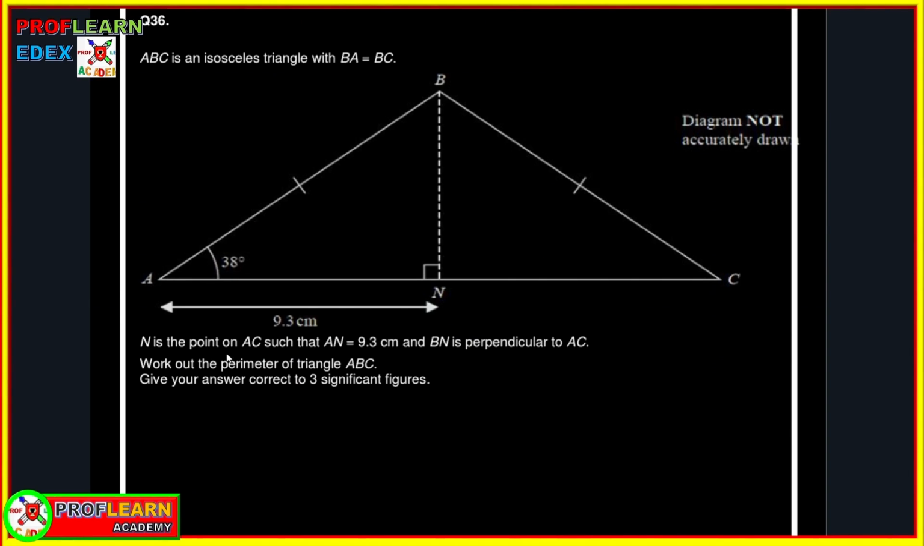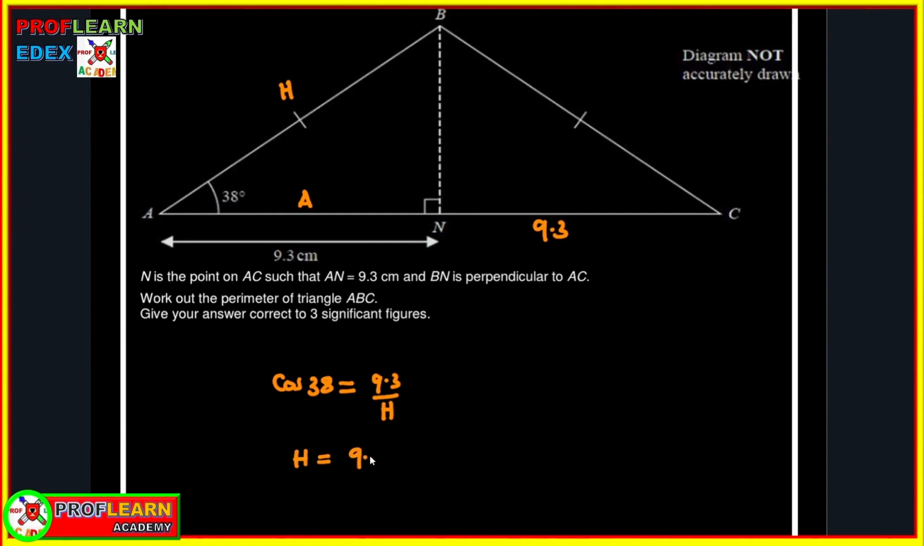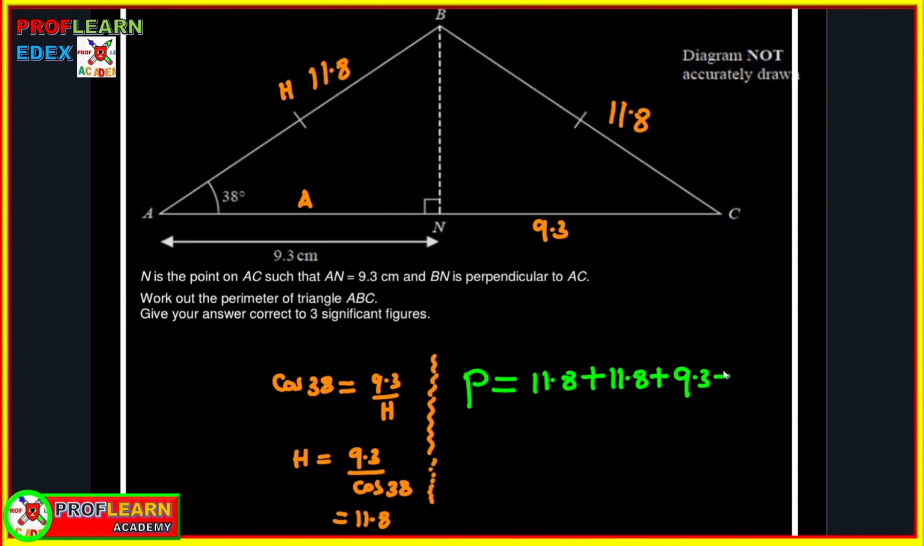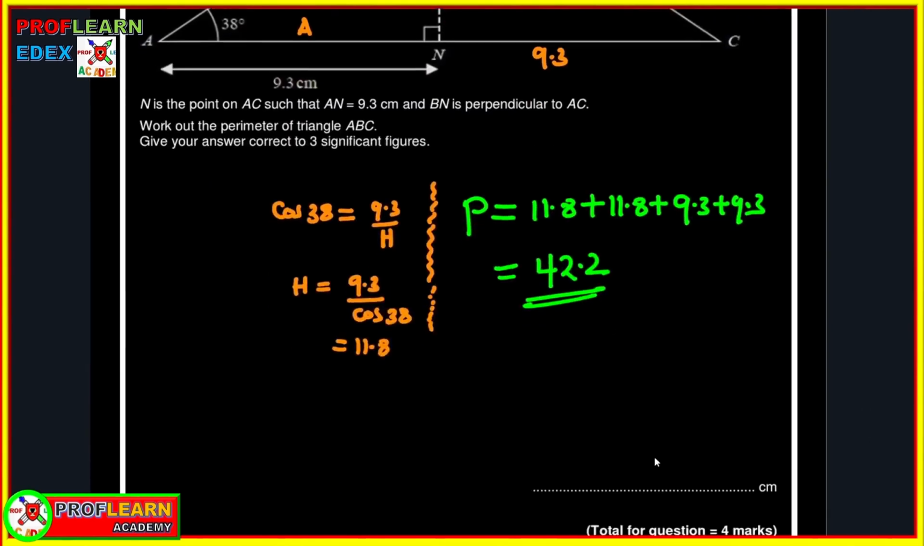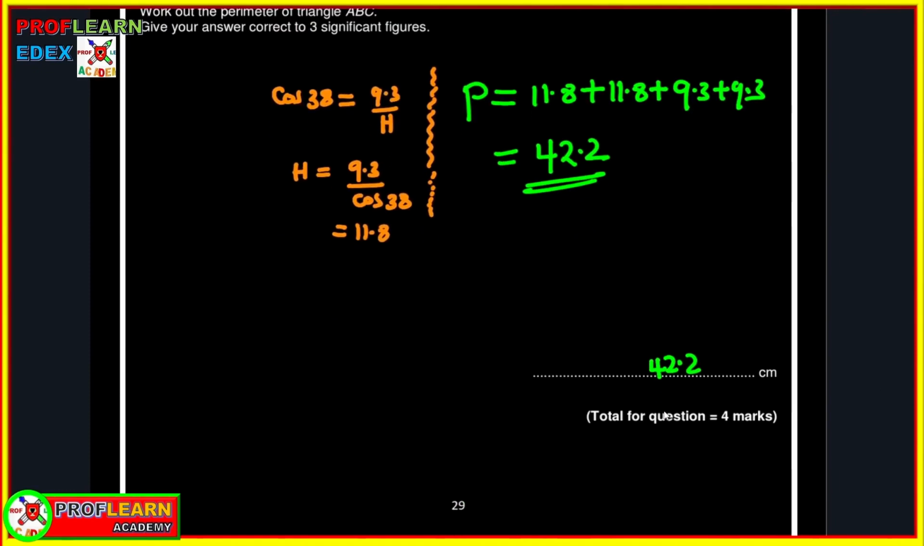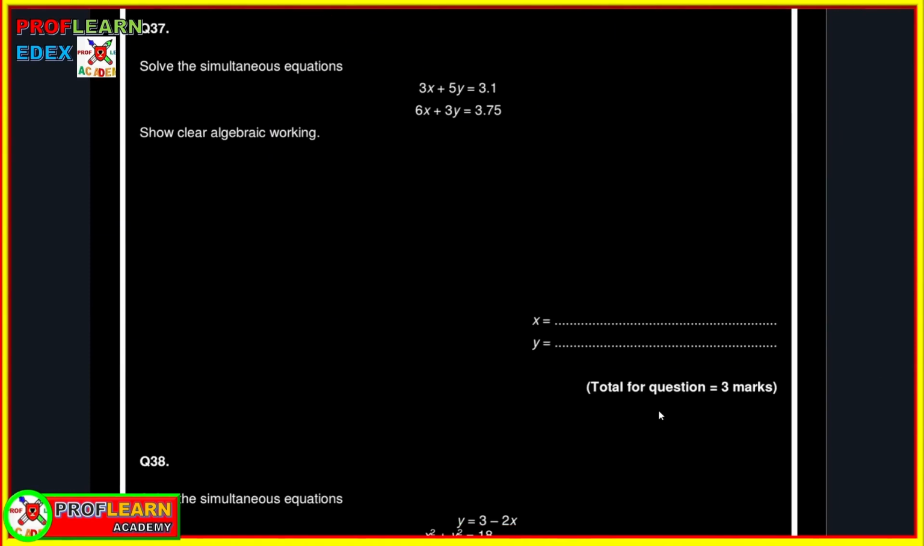Questions to do with trigonometry and using SOHCAHTOA are likely to be asked in your exam. So we are going to use this part. This part is actually 9.3. We can call this h, and this is adjacent. So we can use cos 38 equals adjacent over hypotenuse, and then make h the subject of the formula and put this in a calculator. This is going to give us 11.8. So this is 11.8 and this is 11.8. Then once we have this, we can add together in order to get the perimeter of the shape, 42.2.